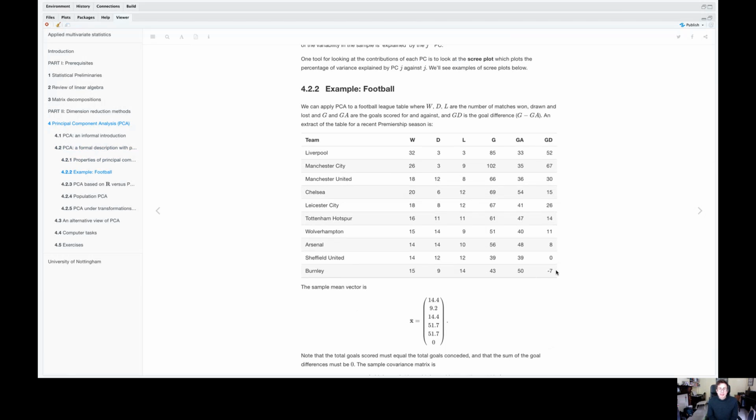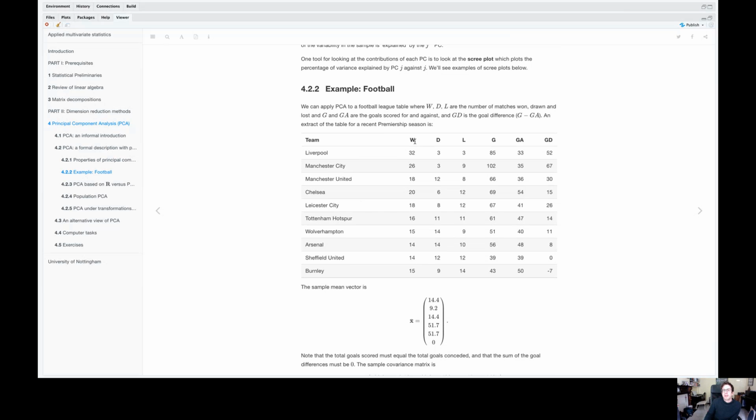As another example then, let's look at the football league table data. So this is the league table from the 2019-2020 disrupted COVID season, where Liverpool won the league. For each team, I'm only showing the first 10 teams in the league here.